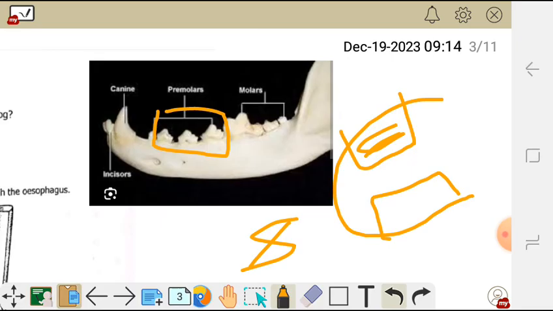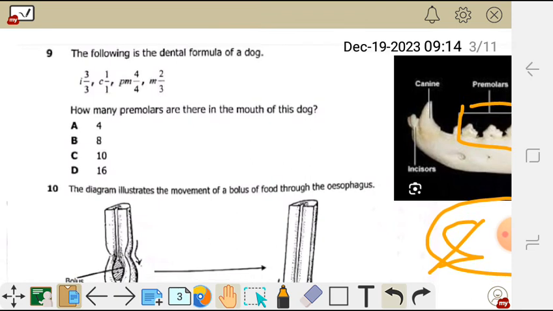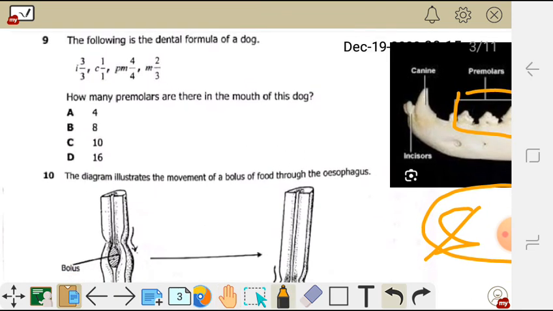Then on the upper jaw, we have also 8. So if you add 8 plus 8, you are going to have 16. So it has 16 premolars, okay? 16 premolars. That is the correct answer. So the correct answer here is D. D is the correct answer. Move on to question 10.